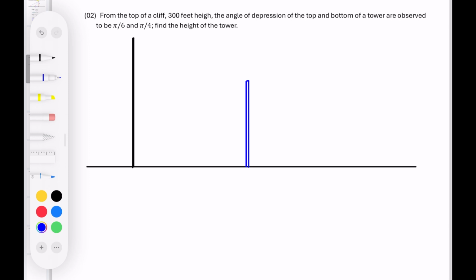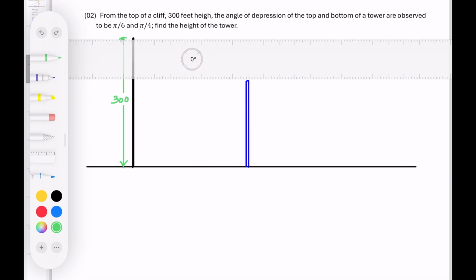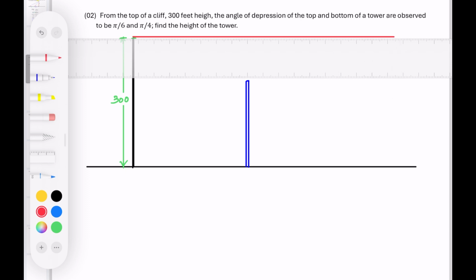From the top of a cliff 300 feet high, so that's the first piece of information we have, the height of the cliff. Height of the cliff is 300 feet. Let me show that first. This is equal to 300 feet. The angle of depression of the top and bottom of a tower are observed to be pi over 6 and pi over 4. The angle of depression is measured from horizon. Therefore, let me also show the horizon from the top of the cliff. Let's assume that this is the horizon.